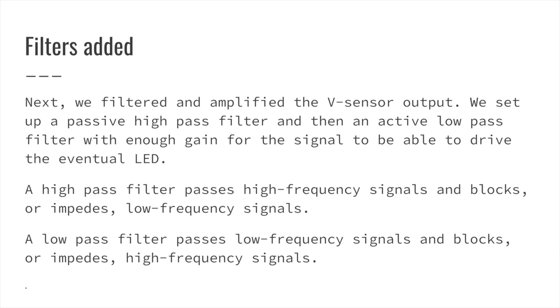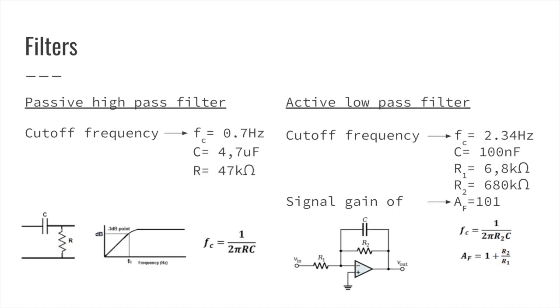Next, we filtered and amplified the sensor output. We set up a passive high-pass filter and then an active low-pass filter with enough gain for the signal to be able to drive the eventual LED. A high-pass filter passes high-frequency signals and blocks or impedes low-frequency signals. A low-pass filter passes low-frequency signals and blocks or impedes high-frequency signals.